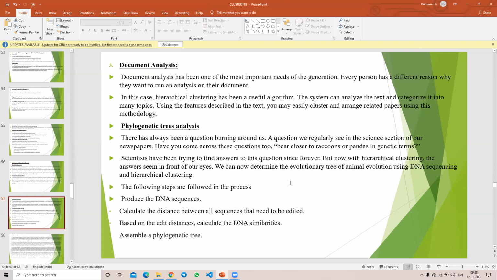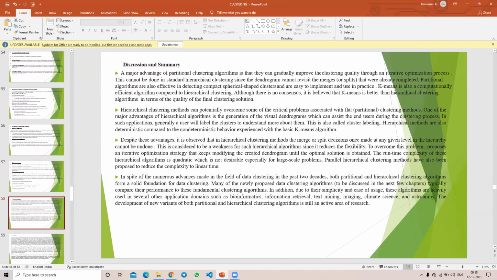The following steps are followed in this process. Produce the DNA sequences, and calculate the edit distance between all sequences. Based on edit distance, calculate the DNA similarities. Assemble a phylogenetic tree. Last, we will discuss everything.